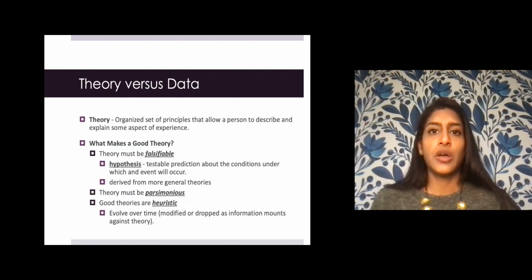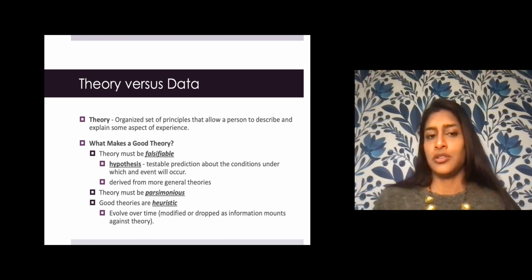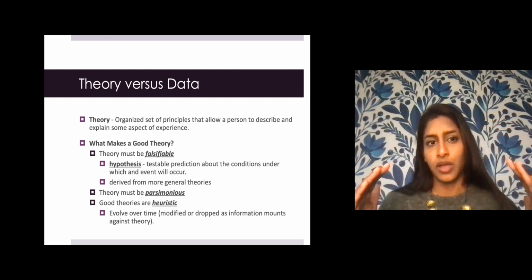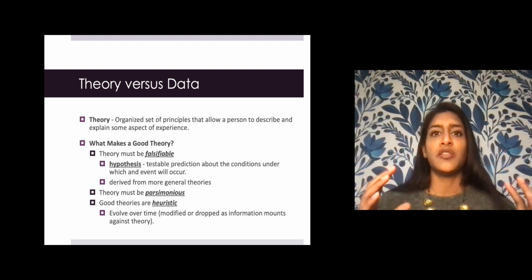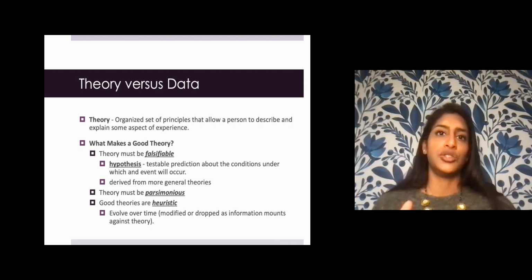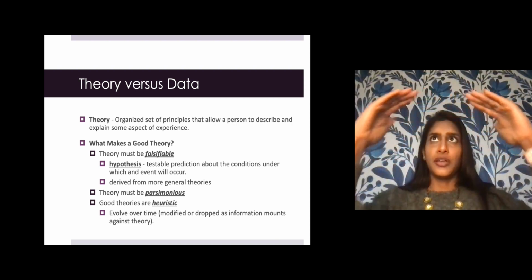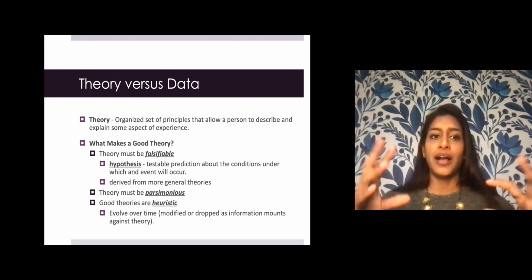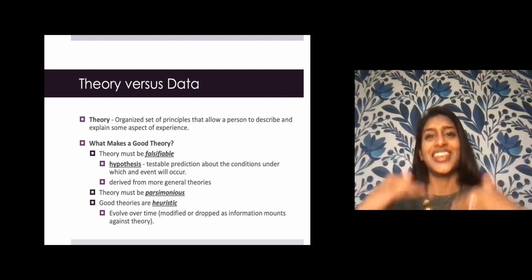Okay. So a theory then, your textbook talks about this, but I think about a theory as being sort of this umbrella term, okay? It's this organized set of principles that allow us to describe or explain something. So our theory is our umbrella term. Underneath that, we may come up with hypotheses to test those theories.